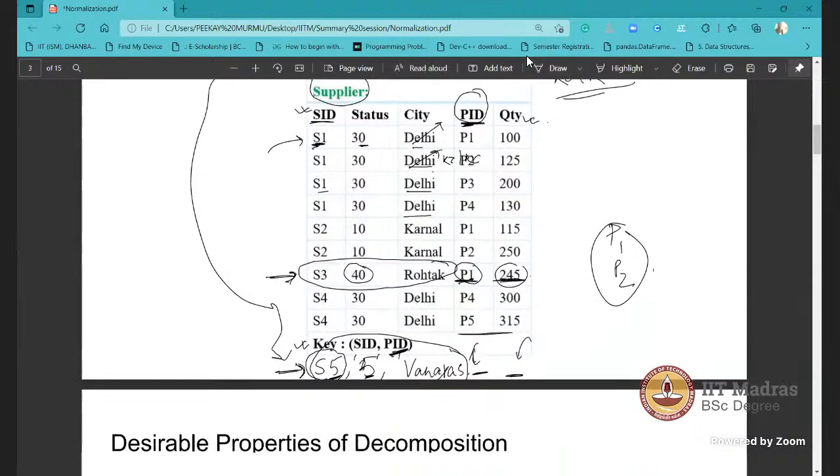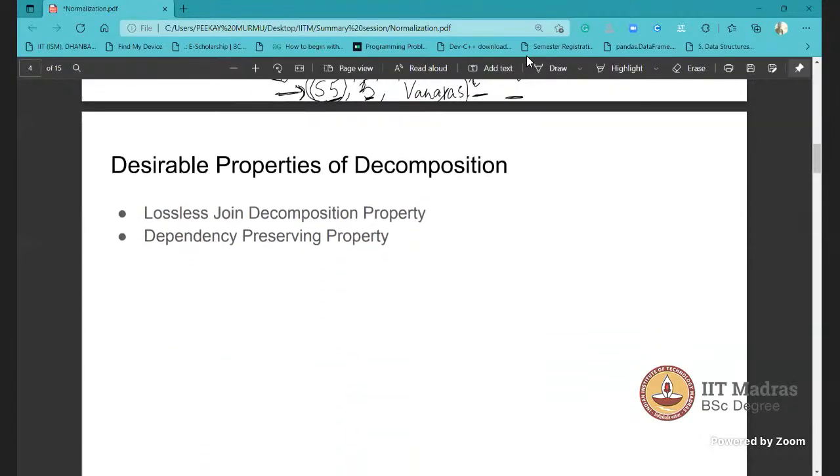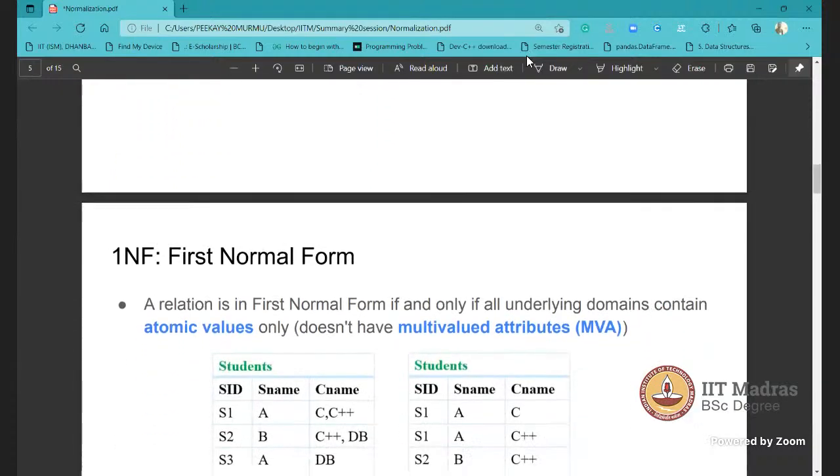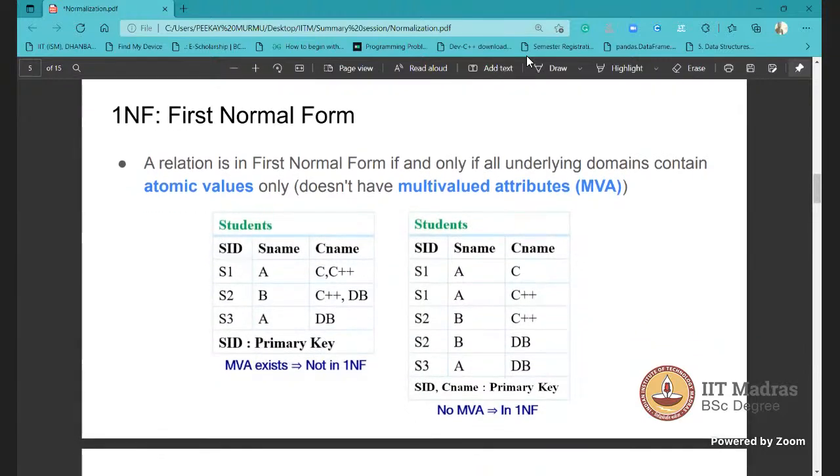So next we discuss what are the desirable properties of the decomposition. The first is the lossless join decomposition property, and the second is the dependency preserving property. Now come to the first normal form. What is first normal form? In first normal form, every attribute should be single valued or contain only atomic values. A relation is in first normal form if and only if all the underlying domains contain atomic values only. So multi-valued attributes are not allowed in the first normal form.